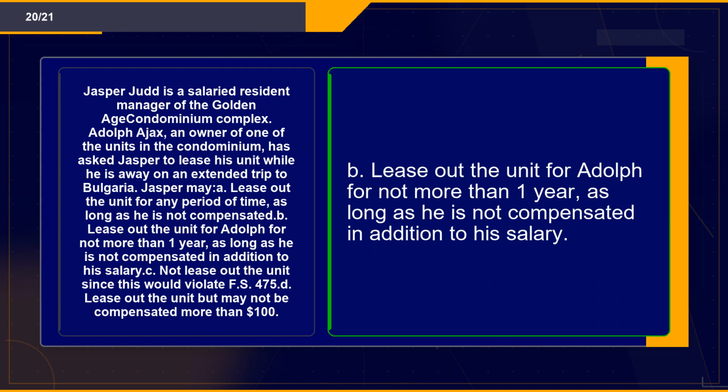Flashcard 20. Term. Jasper Judd is a salaried resident manager of the Golden Age condominium complex. Adolf Ajax, an owner of one of the units in the condominium, has asked Jasper to lease his unit while he is away on an extended trip to Bulgaria. Jasper may A. Lease out the unit for any period of time, as long as he is not compensated. B. Lease out the unit for Adolf for not more than 1 year, as long as he is not compensated in addition to his salary. C. Not lease out the unit since this would violate FS 475. D. Lease out the unit but may not be compensated more than $100. Definition. B. Lease out the unit for Adolf for not more than 1 year, as long as he is not compensated in addition to his salary.